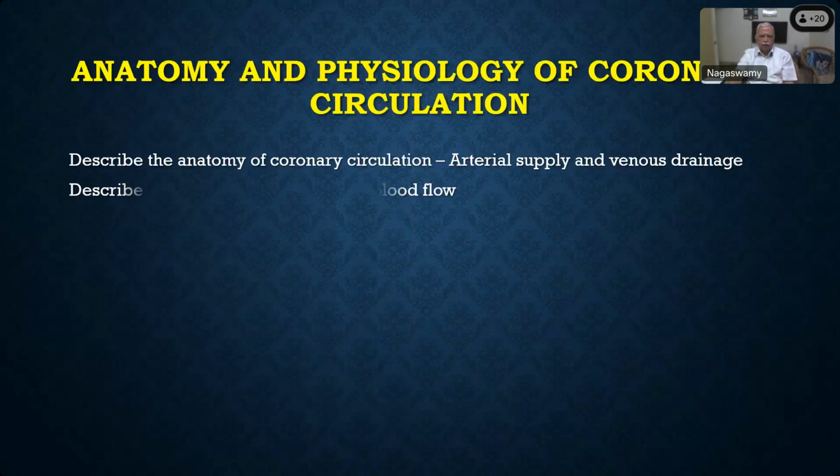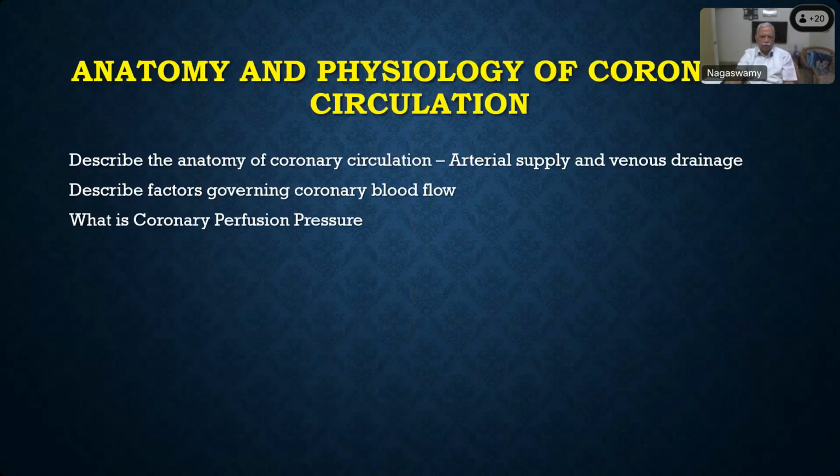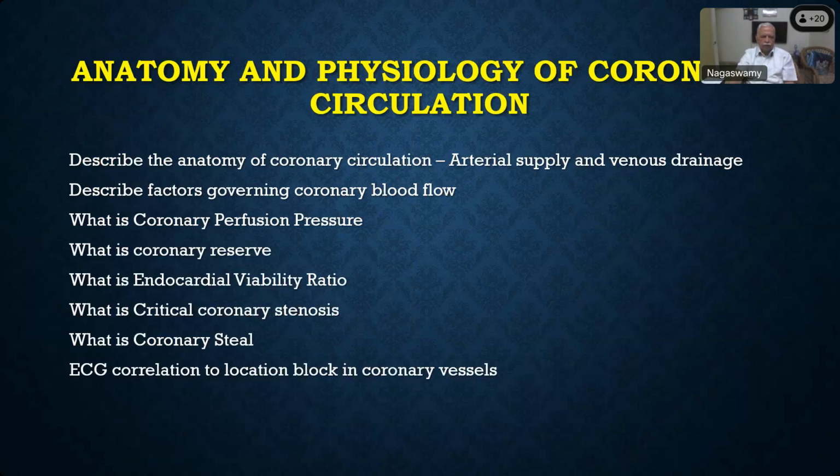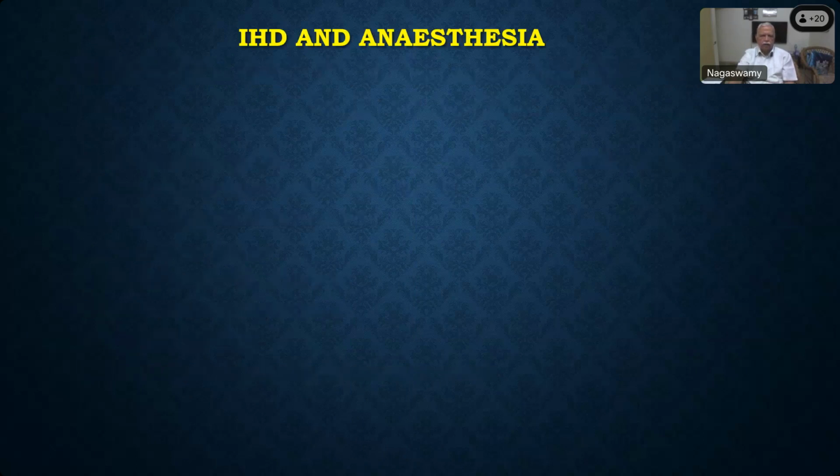So describe the anatomy, arterial supply, venous drainage, factors governing coronary blood flow. This is another question that you can expect in the ischemic heart disease patient. And coronary perfusion pressure, what is coronary reserve, what is endocardial viability ratio, what is critical coronary stenosis, what is coronary steal, ECG correlation of location of block in the coronary vessels. All these questions you have to expect if you get an IHD patient.